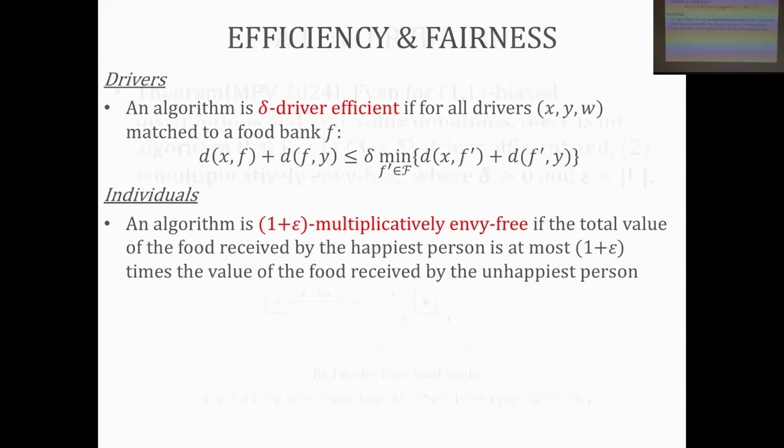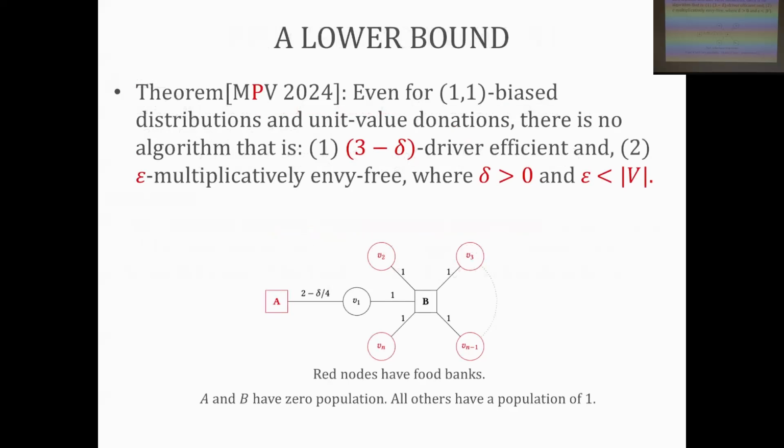So very, very quickly, what are the results here? You cannot be 3 minus delta and anything envy-free. So if you want to be better than 3 minus delta driver efficiency, your envy guarantee is as bad as the number of nodes. So very, very bad, super constant.